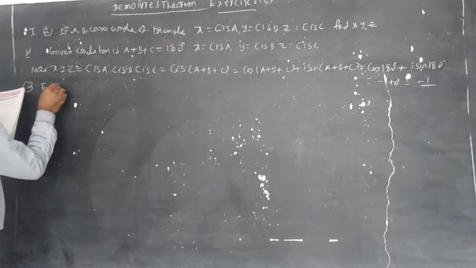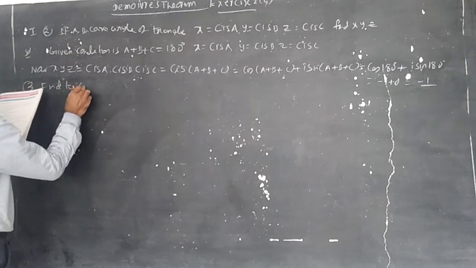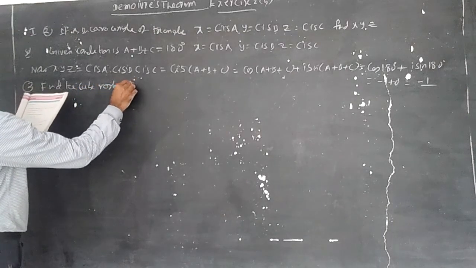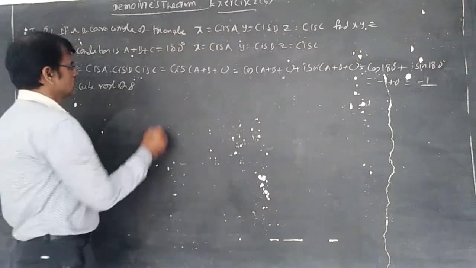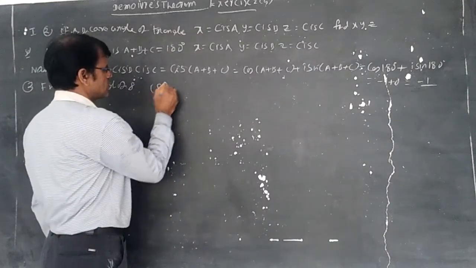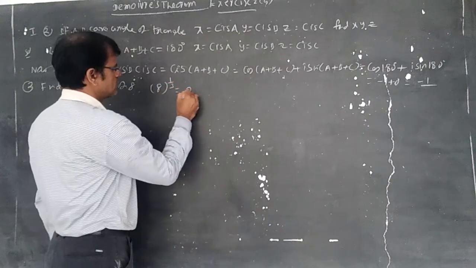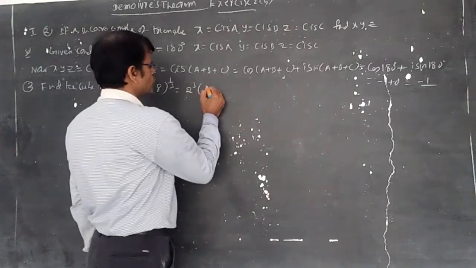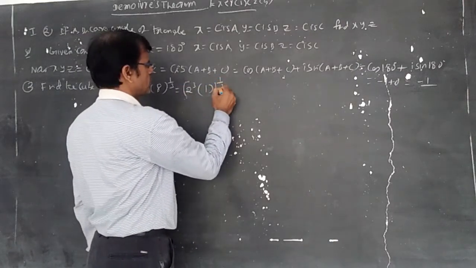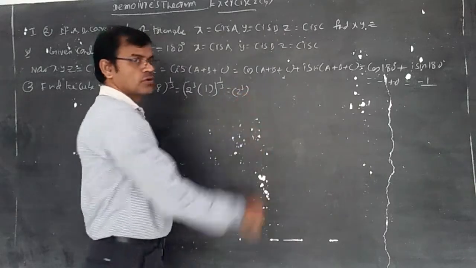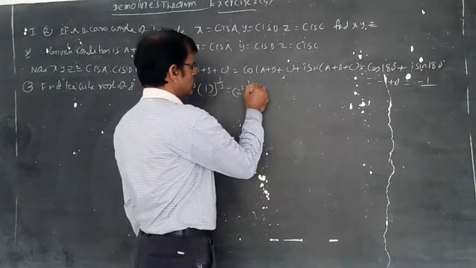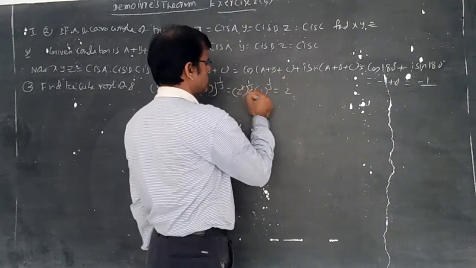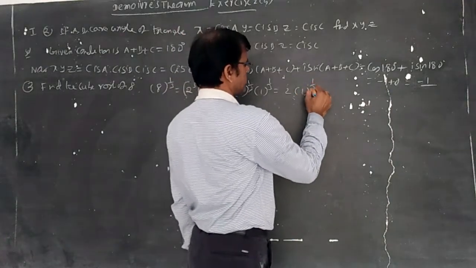Find the cube roots of 8. You can understand this as 8 to the power 1 by 3. 8 to the power 1 by 3 can be written as 2 cube into 1, whole power 1 by 3. So 2 cube whole power 1 by 3 into 1 whole power 1 by 3. This can be written as 2 into 1 power 1 by 3.